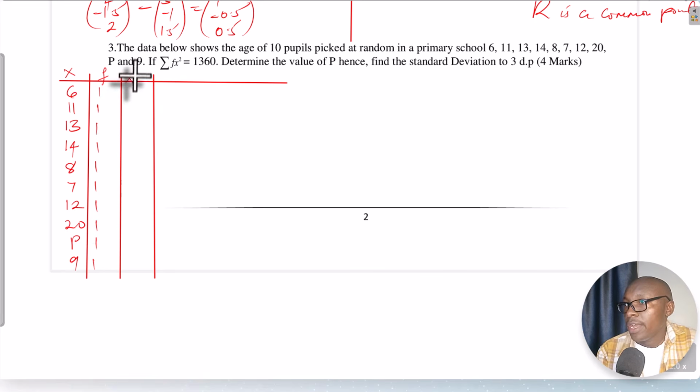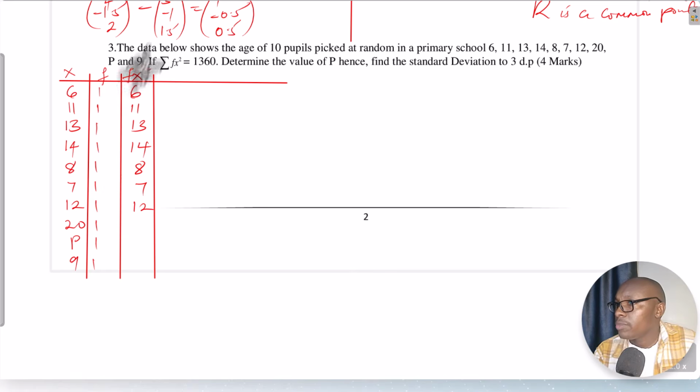Then x squared. Let's get x squared, or rather, let's get fx squared directly. So this will be 6, this will be 11, this will be 13, this will be 14, this will be 8, this is 7, this is 12.